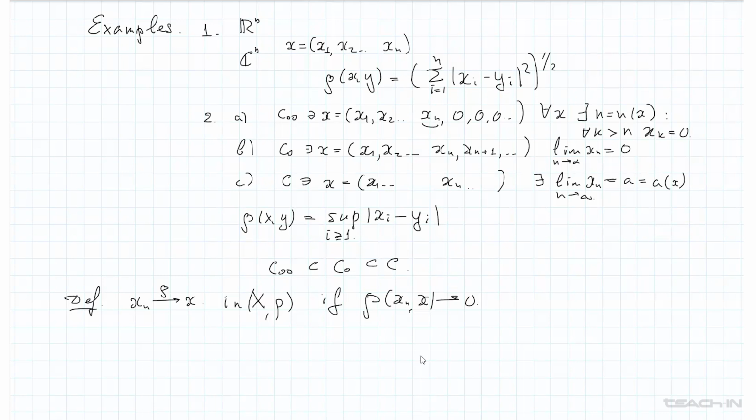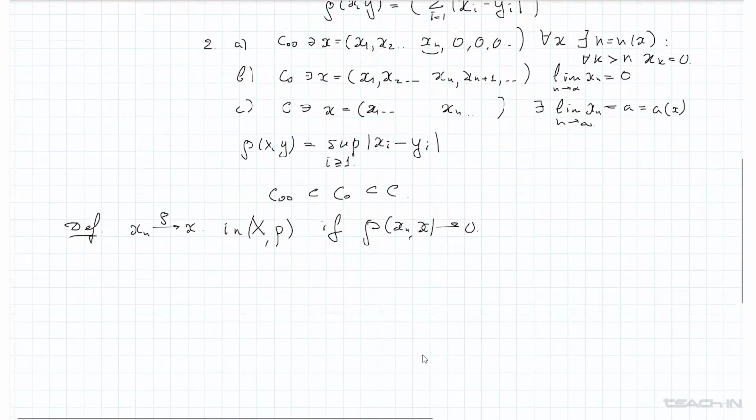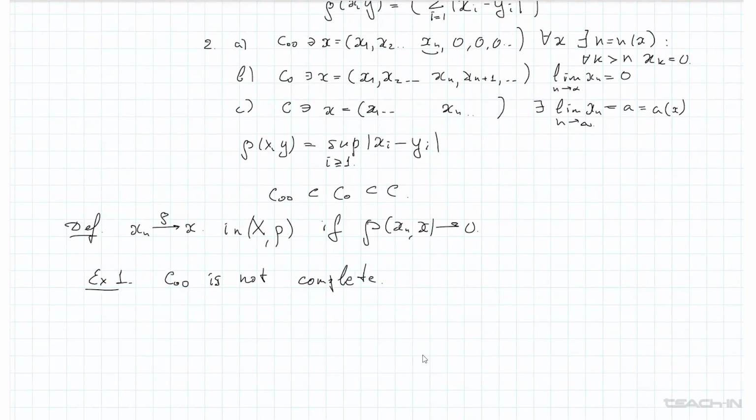I don't think it is complete, because you can imagine a sequence of small elements which gets shifted every time. Okay, let's prove it. So first exercise: C double 0 is not complete. So what is your example? So imagine a sequence of n equal small elements of size epsilon.